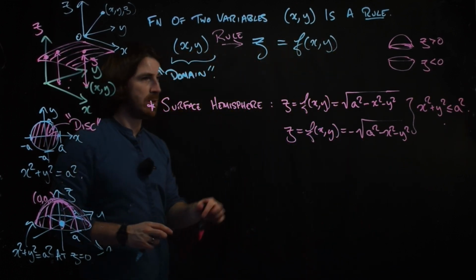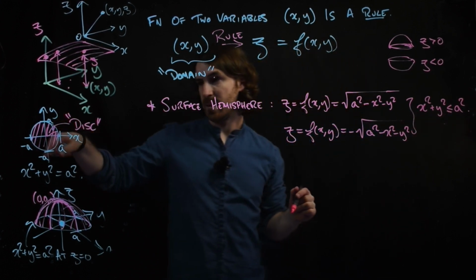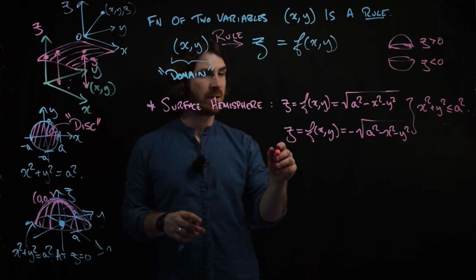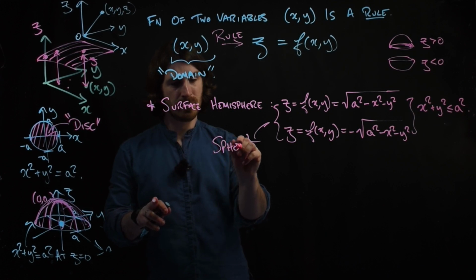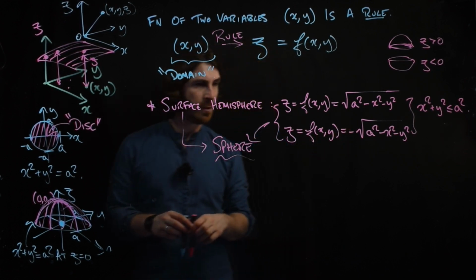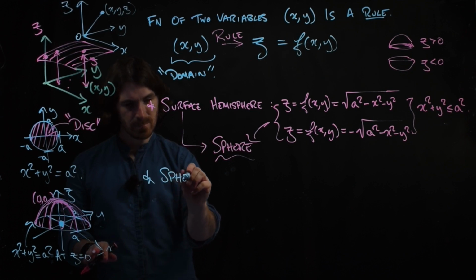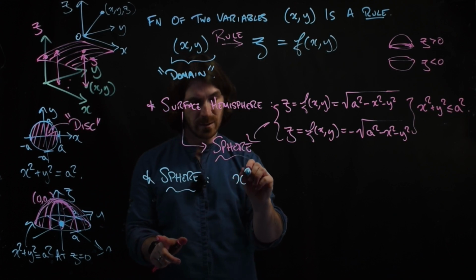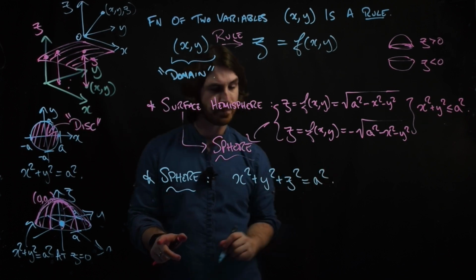So the values of x and y are constrained to lie within a disk of radius a. These two functions together give us a sphere. They define the surface of a sphere, and we can write that in different ways. We can see that this says that x squared plus y squared plus z squared equals a squared.